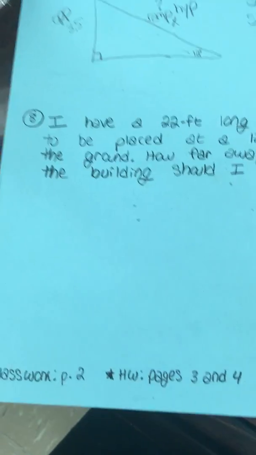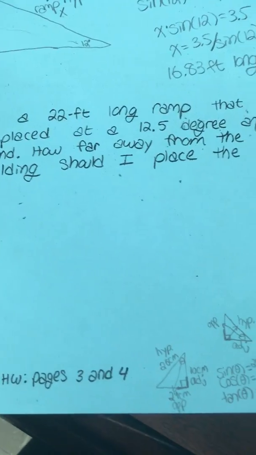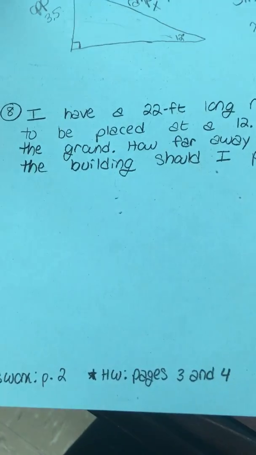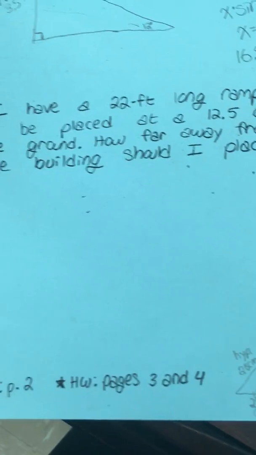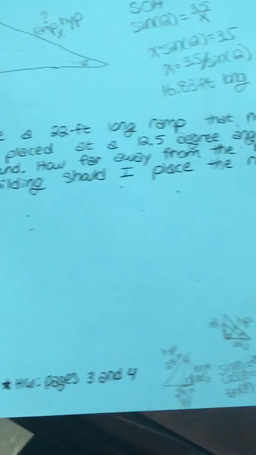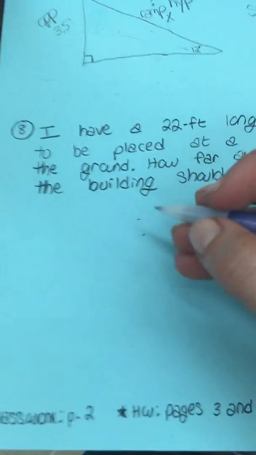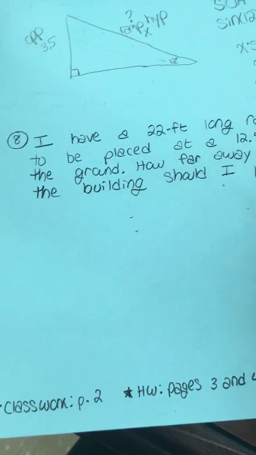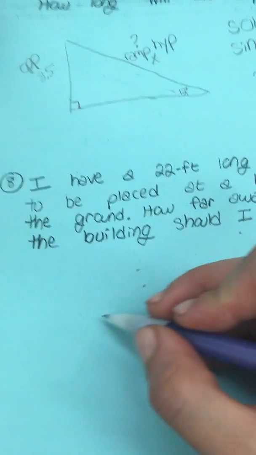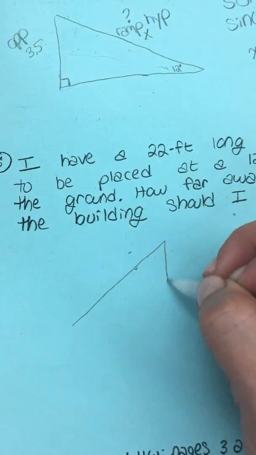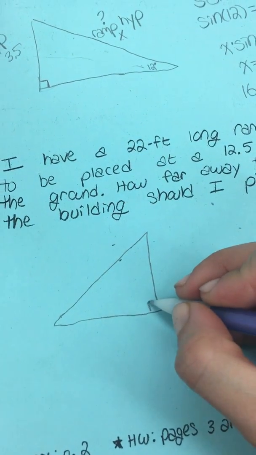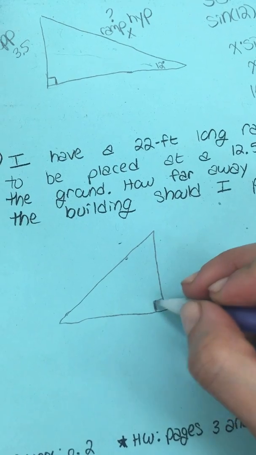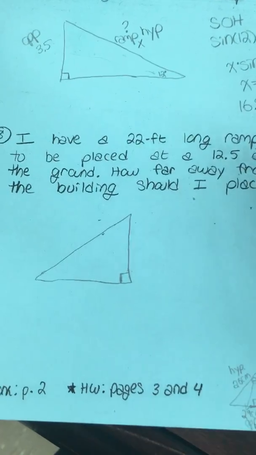Here's another one, just hypothetical. Say you have a 22-foot long ramp that needs to be placed at a 12.5-degree angle with the ground. How far away from the base of the building should the ramp be placed? So again, draw it out first. It doesn't matter which way you draw your right triangle, so I'll do this one different just for the sake of it. So let's say that here's the building, and the building and the ground make a 90-degree angle.